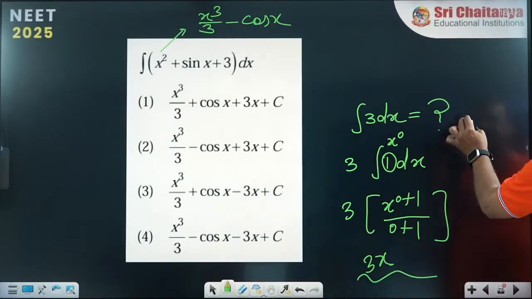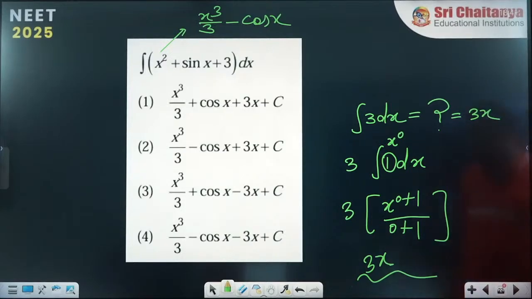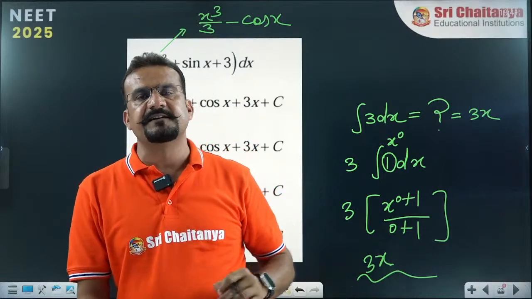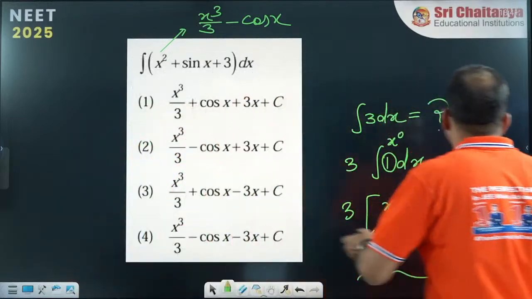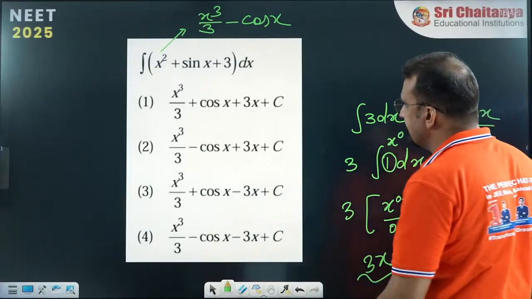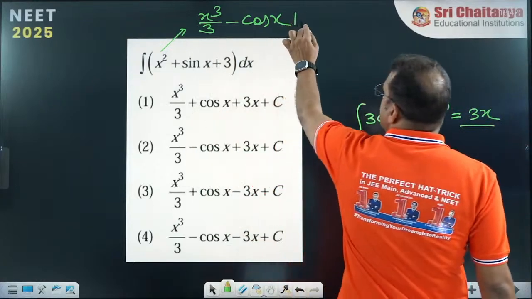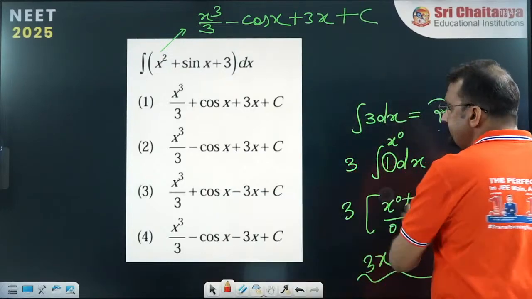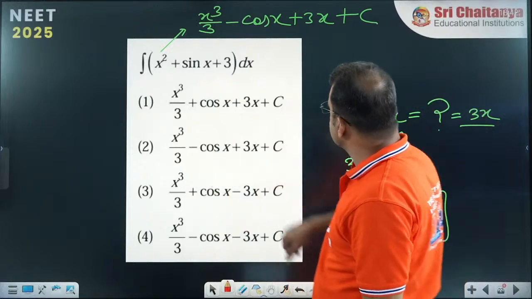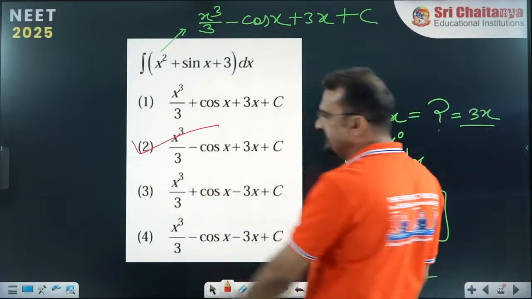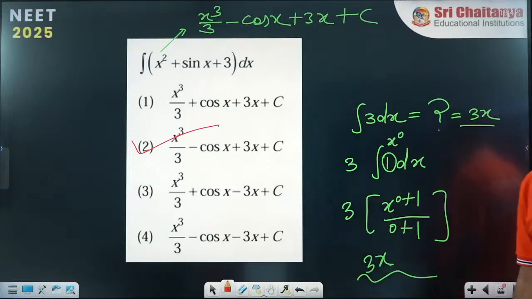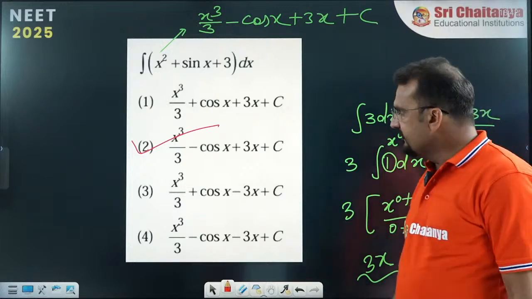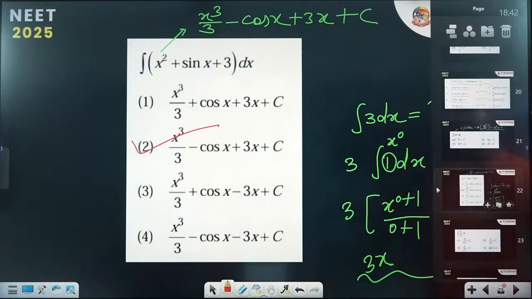If a constant is there, its integration is x. You can remember it like that. Integration of 1 is x. Integration of 3 is 3x. Integration of 4 is 4x. That means this is going to be 3x. So which is the right option? X power 3 by 3 minus cos x plus 3x plus c. Second option is the right option. Yes or no? Yes, sir. Very good. Great. I think clear to everyone? Done. Come to the next question.